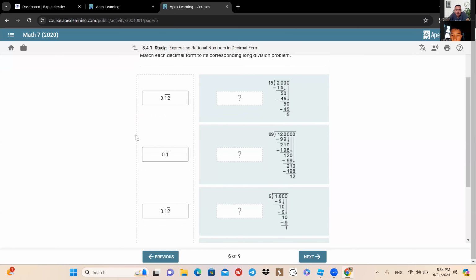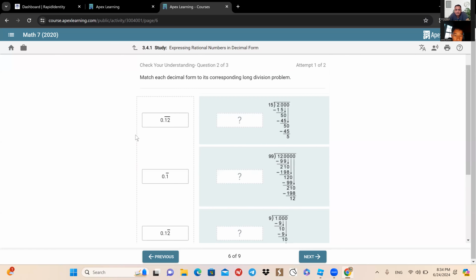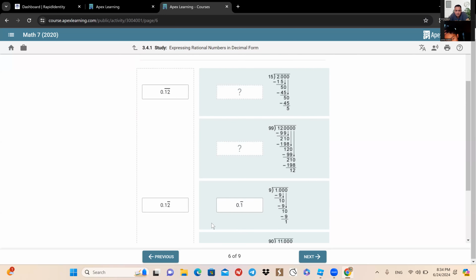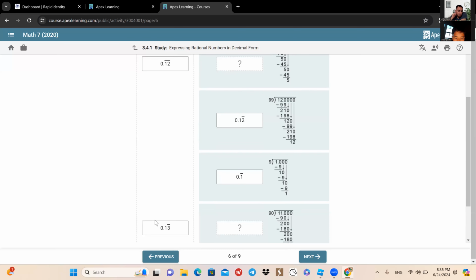Next, Sardar, 0.12. So 1, 2 is repeating here. Right. Alright, so 1 is repeating on this one. Oh wait. Look, if you divide this, the first one, for example, you are dividing 2 by 15, right? So first is 20. 20 divided by 15 is 0.1.